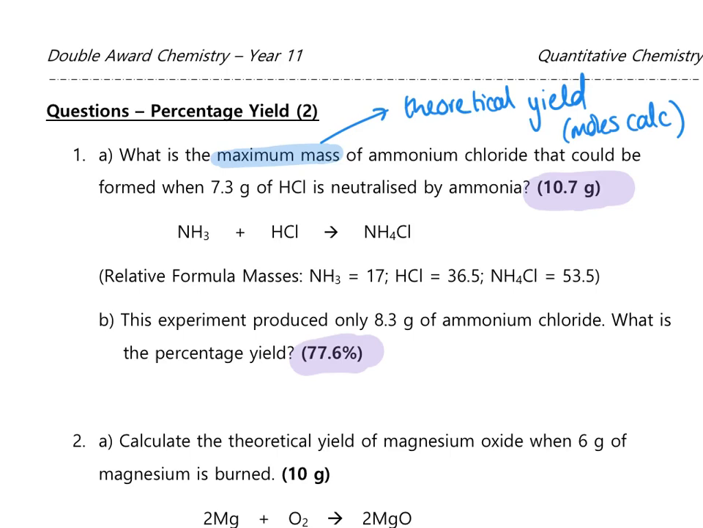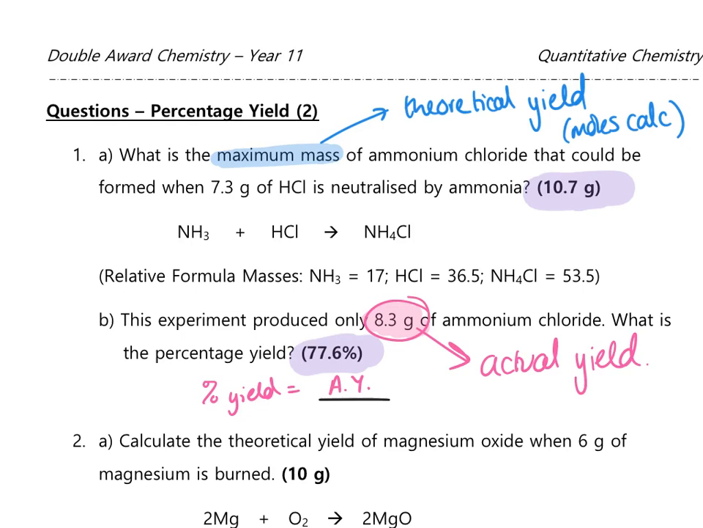Okay. And then in the second part, it says this experiment produced only 8.3 grams of ammonium chloride. I'll highlight that in pink. That's your actual yield. So in part A, you'll be calculating the theoretical yield. Part B, you're given the actual yield and you're asked to work out the percentage yield. Using your equation, percentage yield is equal to your actual yield. I'm just abbreviating it here, but you should write it out fully, over your theoretical yield times by 100%. And that's the exact same for each and every one of these questions.